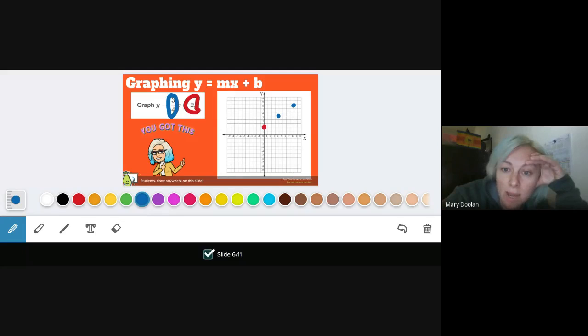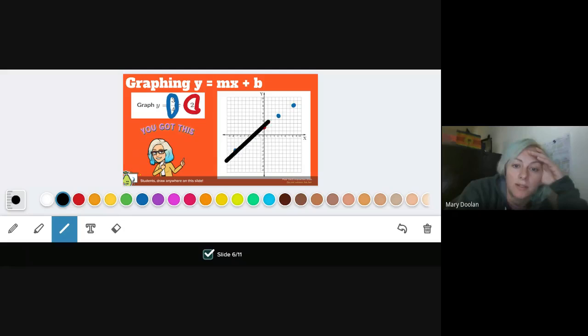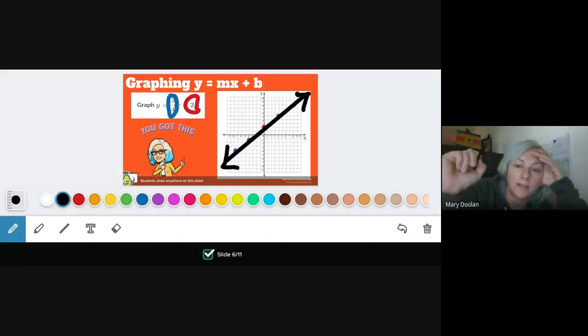And now I'm going to reverse that pattern. So I get points going the opposite way, which is to go down 3 and to the left 4. Down 3 to the left 4. And repeat it again. Down 3 to the left 4. And then I'll use my line tool here, draw a line going through these points as best I can. And then I'll put arrows at the end of my graph.